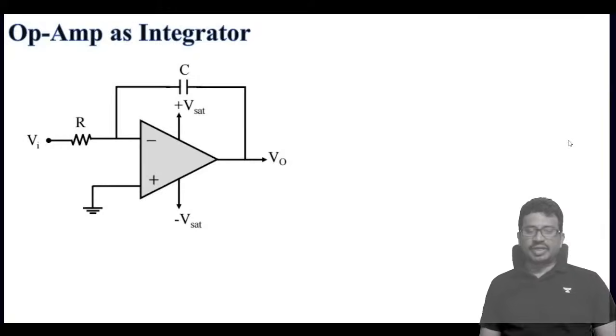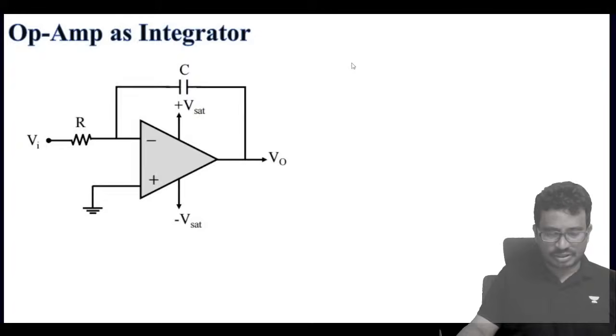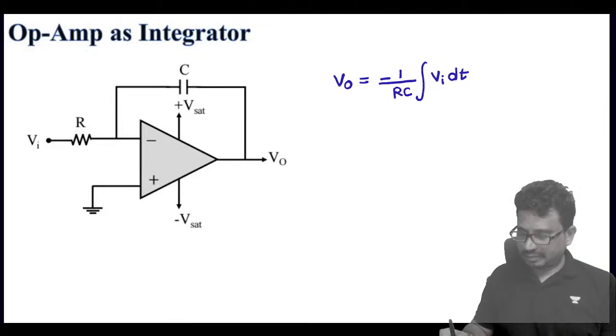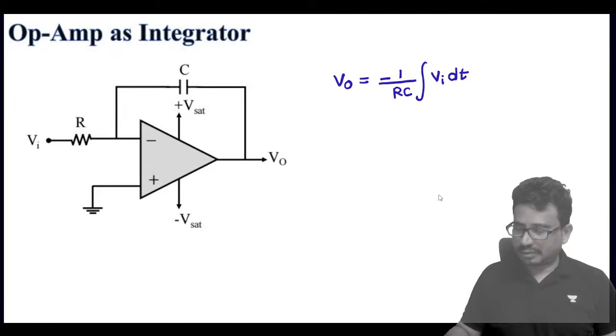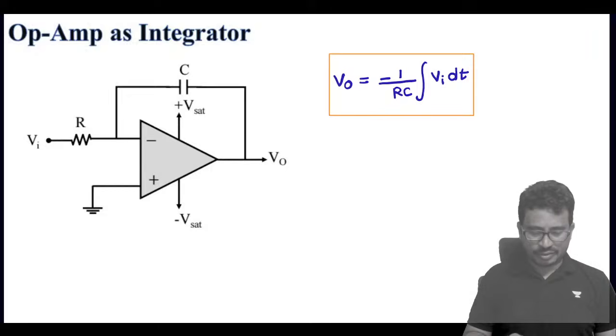Next, it will behave like an integrator also. And how does the integrator behave? You can see the output voltage V0 is equal to minus 1 by RC into the integral of VI into dt. Okay, minus 1 by RC, VI into dt.